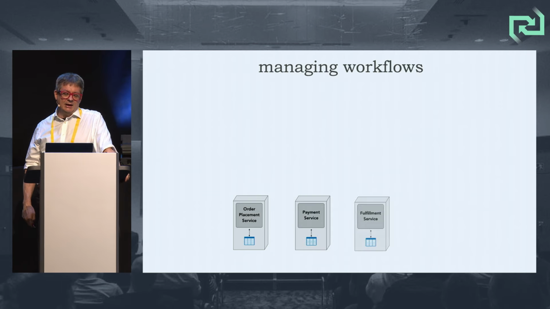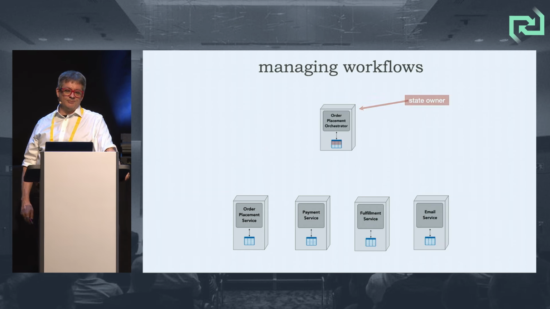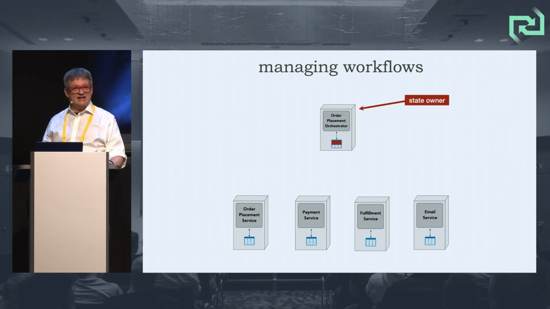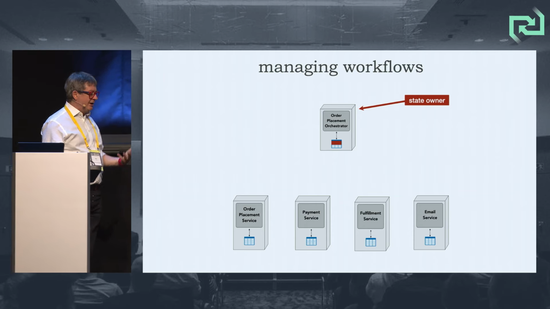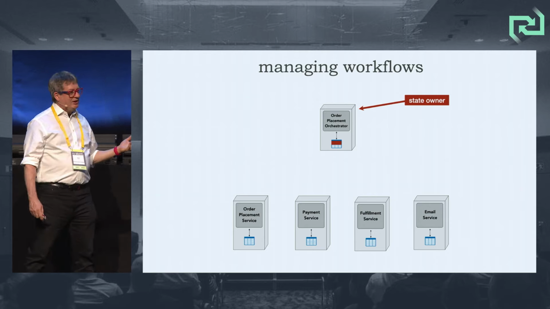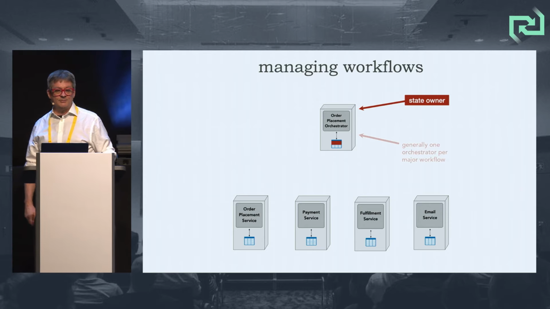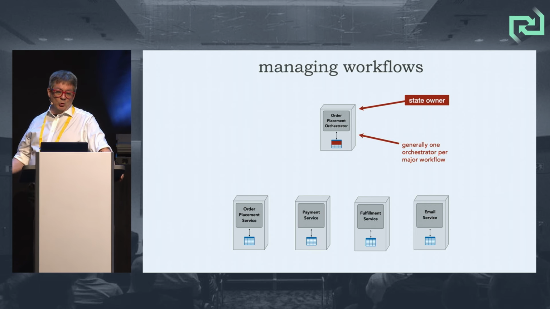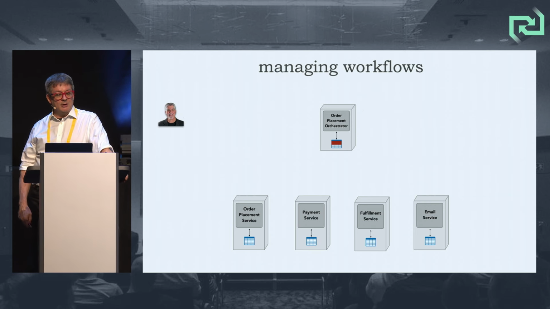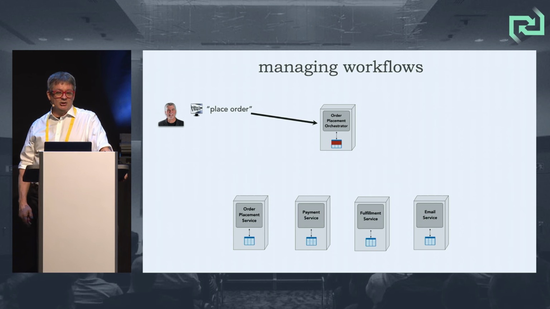So let's look at a simple order fulfillment workflow, and we'll look at an orchestrator. This orchestrator owns the state of the workflow. It's just a regular microservice, but it doesn't have any domain behavior except owning the state of the workflow that it is orchestrating, and generally one orchestrator per major workflow. So my co-author Mark comes in to place an order for a book. It makes a call to an order placement service and then updates its state to order created, and then tells the customer it's been created.